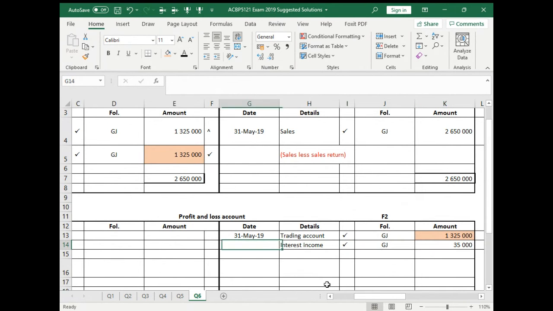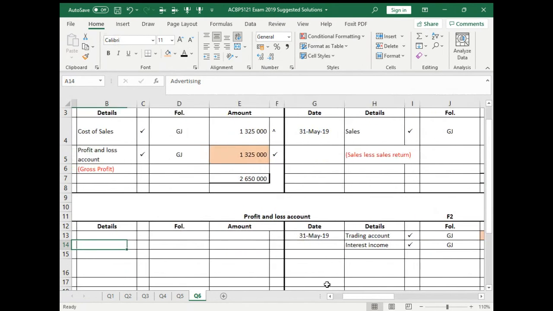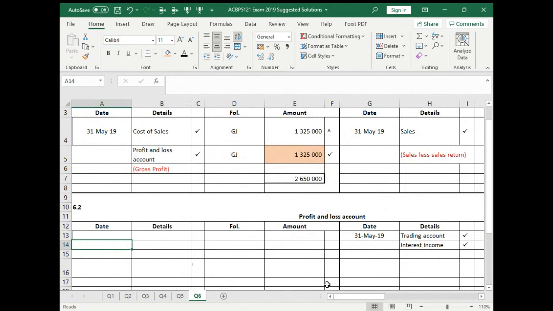Then on the debit side, we are now going to capture all the expenses that they've provided on our trial balance, which is the salaries and wages expense, the advertising expense, the insurance, the water and electricity. So we capture those amounts in our profit and loss statement with the amounts that were provided.